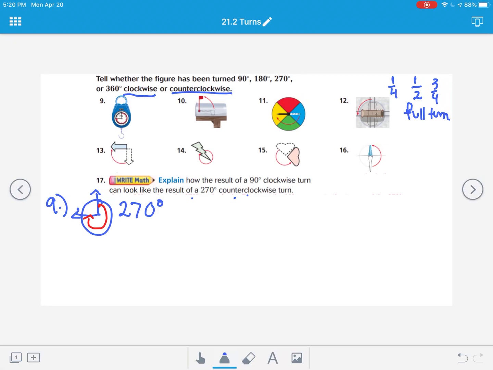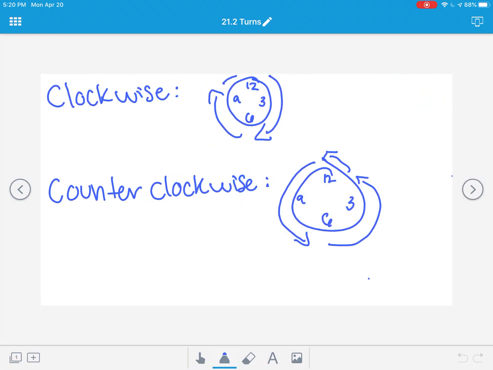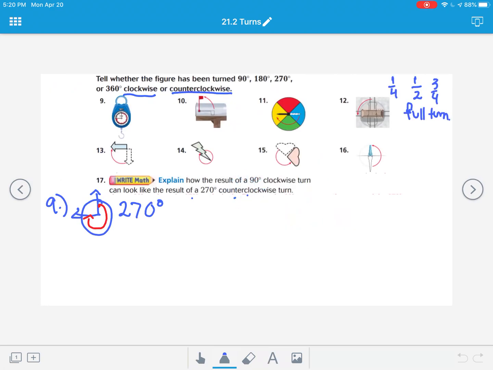We need to say whether it's clockwise, so in the direction of a clock, or counterclockwise. Clockwise, remember, moves around like a clock. Counterclockwise is the opposite direction. This arrow is moving clockwise because that is the way a clock would move around, starting at the top, going to the right, and then back up. So this is clockwise.